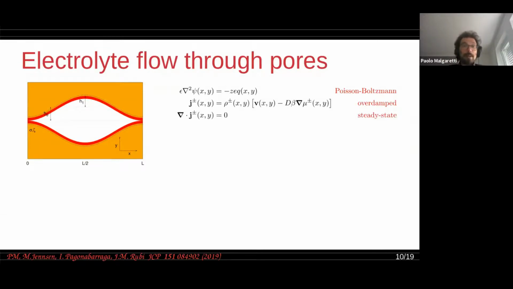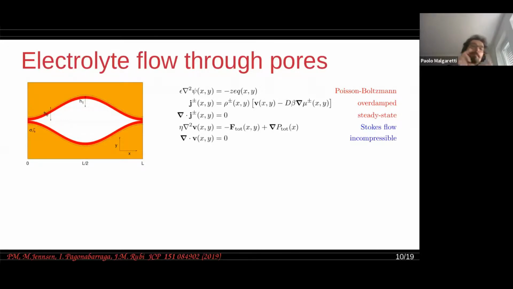And we have then the equation for the ion density that, again, is assumed to be overdamped, as I showed before. So velocity relaxes very, very quickly. And we look at steady state. Steady state simply means that the average of the flux is equal to 0.